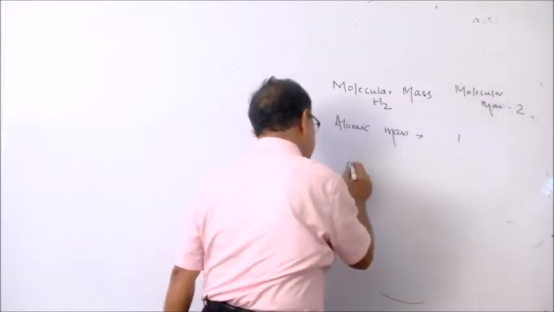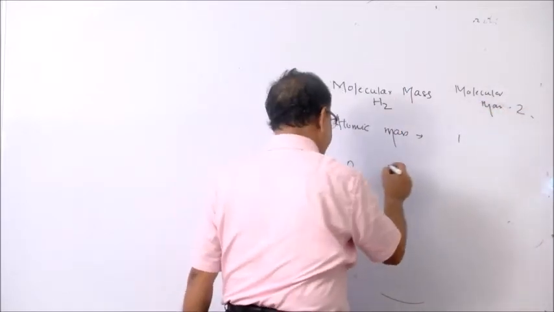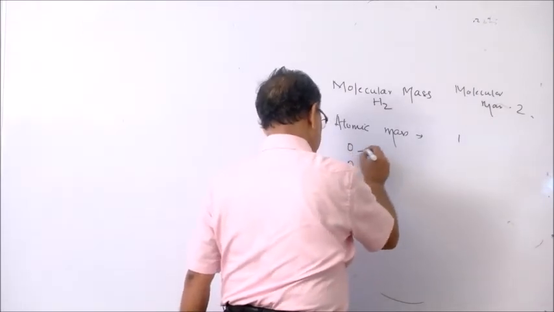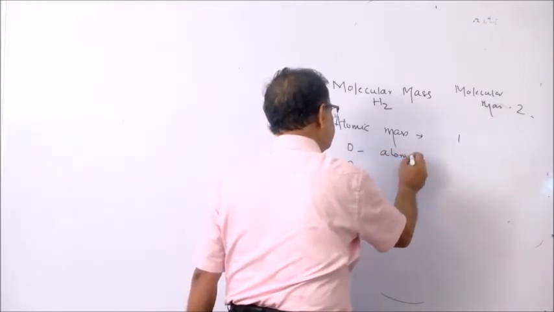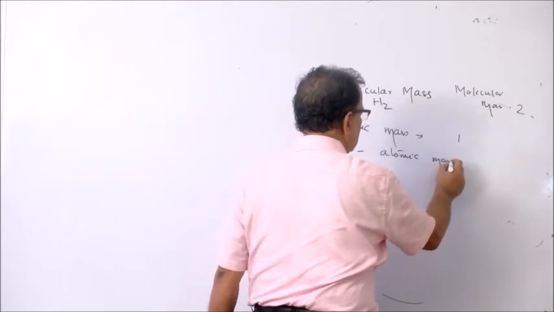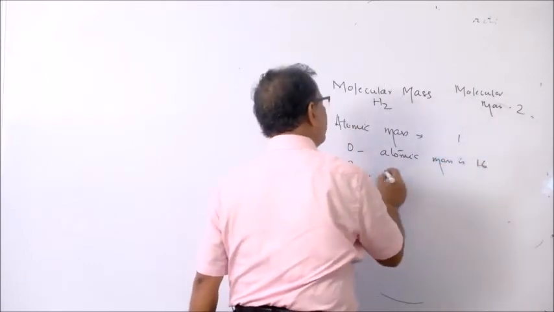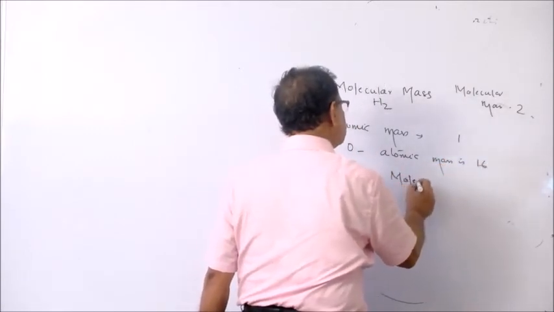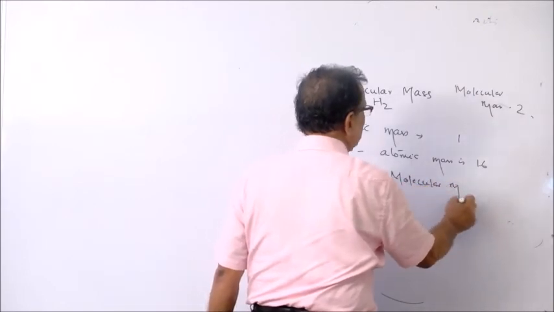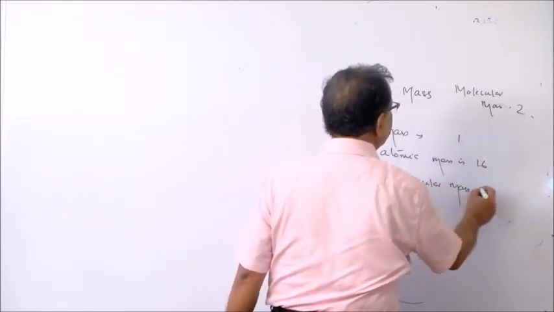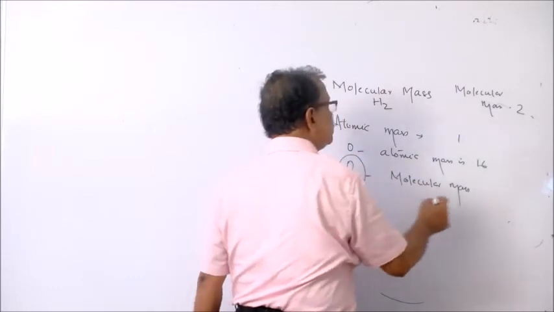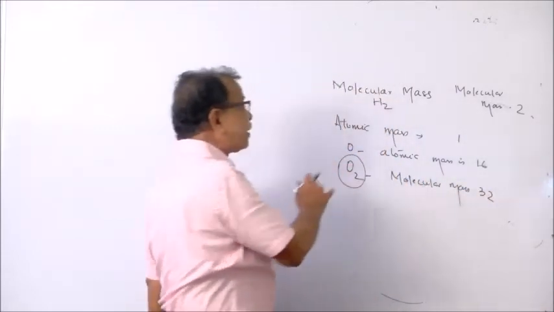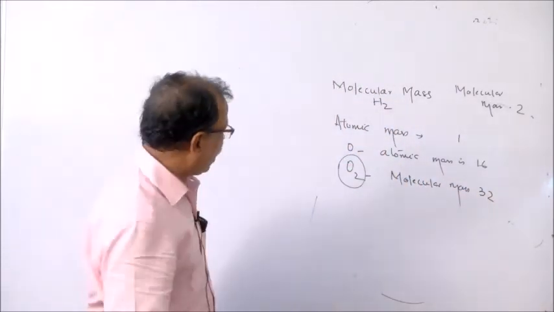For oxygen, the atomic mass is 16, but the molecular mass, similarly for compounds, is 32 because two atoms are there. So this is the difference between atomic mass and molecular mass.